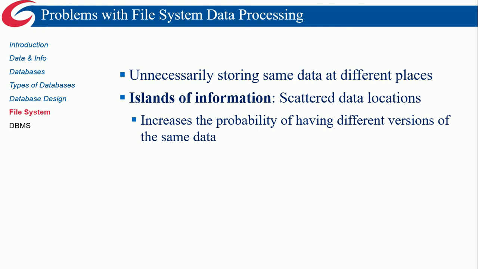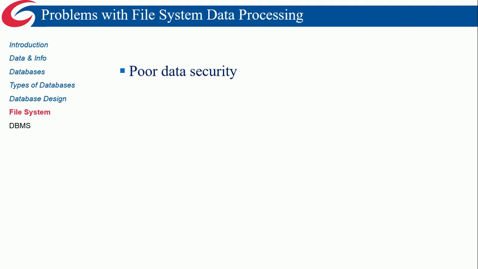So having these islands of information increases the probability of having different versions of the same data. Over time, we'll have different versions of that same student's address, for example, in different departments, which is bad. We want to try to avoid that, and hopefully a DBMS can help us do that.